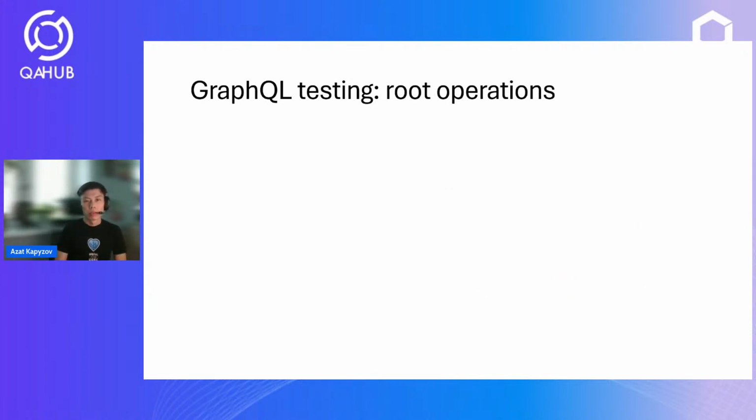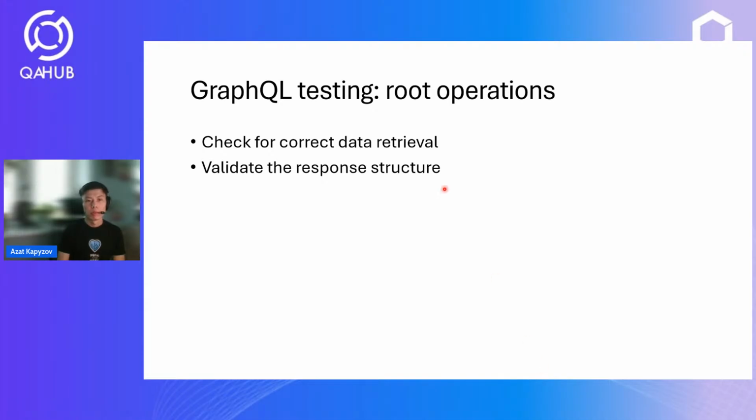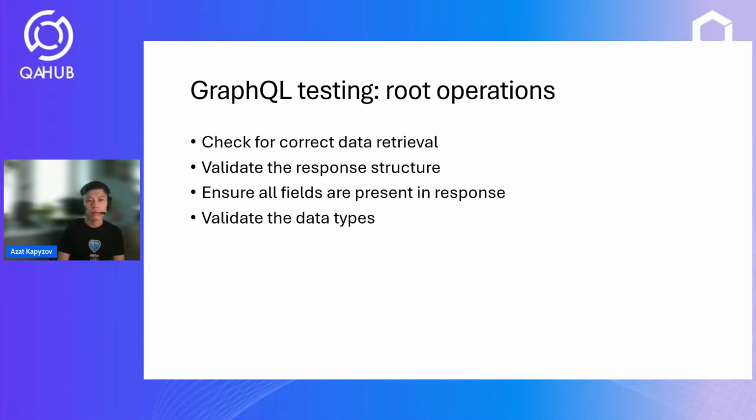What else can we test? Of course, our root operations, right? So we can check for correct data retrieval, that we get the correct data that we requested. We can validate the response structure. We can ensure that all fields are present in the response. We can validate the data types.